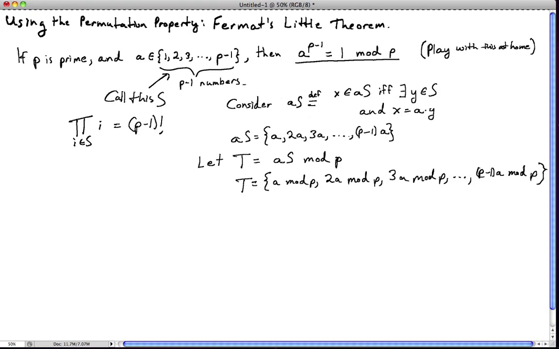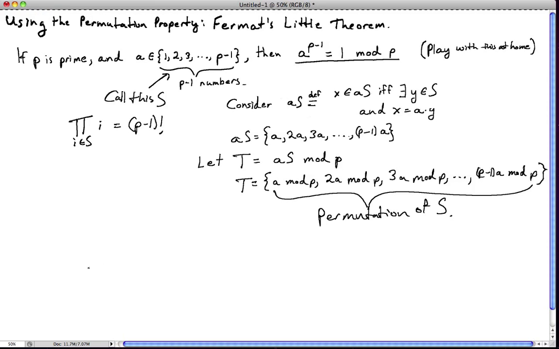Well, I know that a is relatively prime to p, because after all p is prime, it's relatively prime to anything except its own multiples. So that means that this is a permutation of S. It's just the same entries rearranged. I know that if I multiply everything in T together, I'm going to get the same thing that I get when I multiply everything in S together. It's the same elements. And that's true whether I multiply them together regularly, the way I did here, or whether I do it mod p.